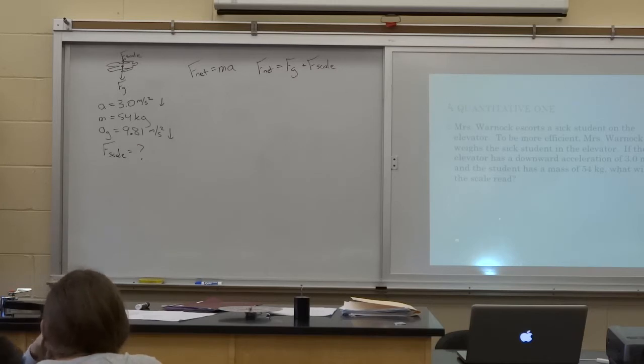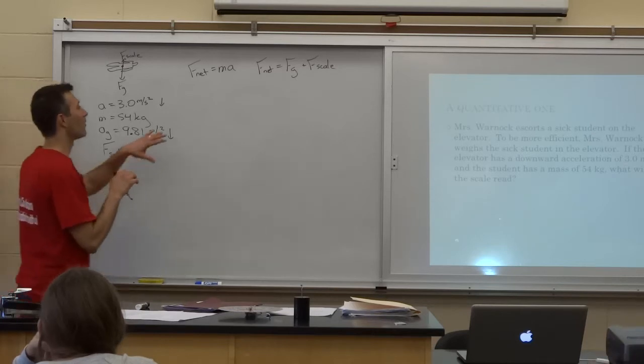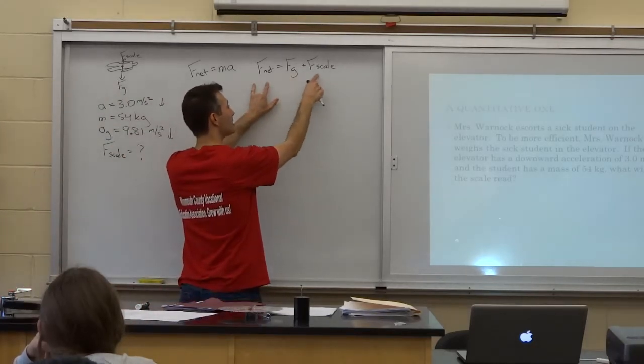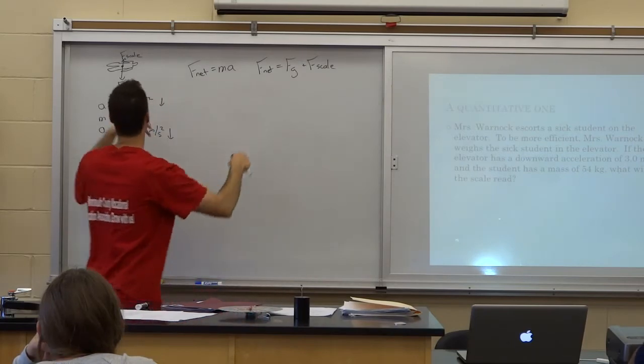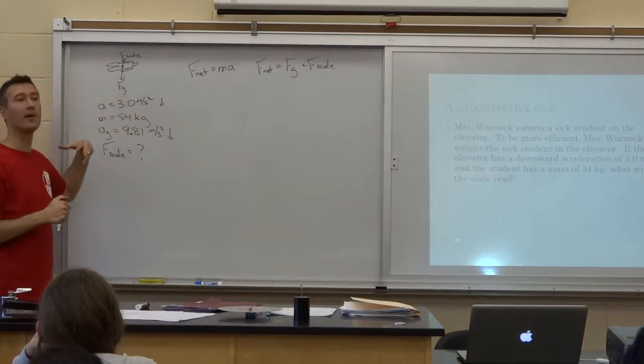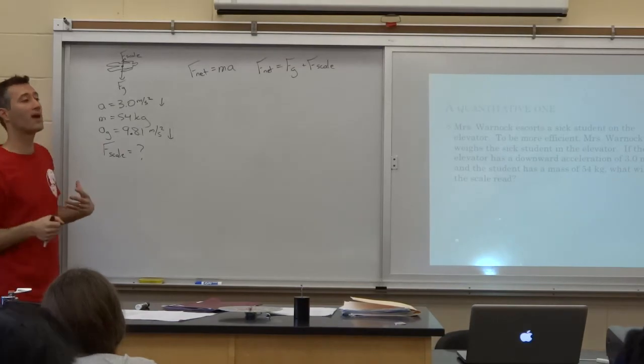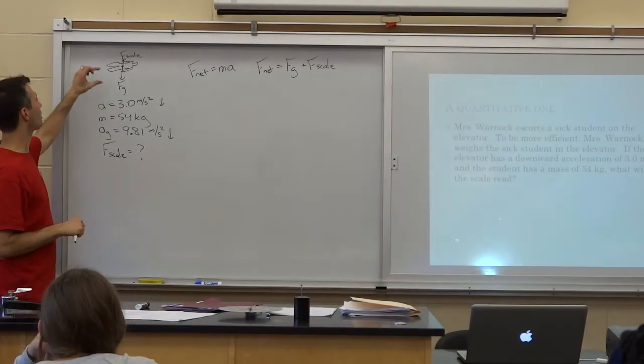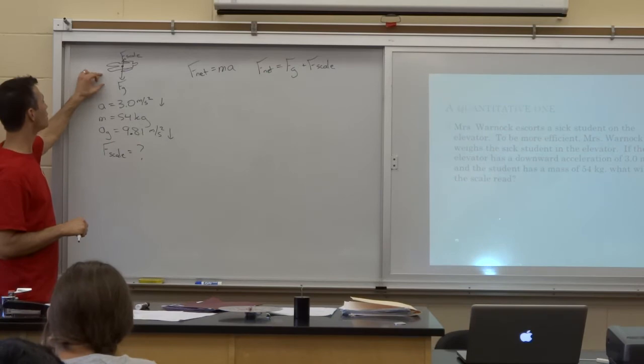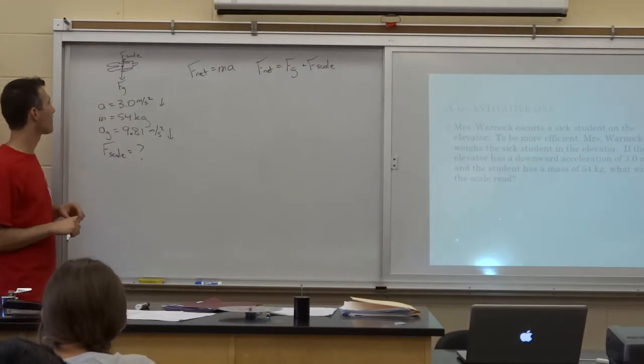We need to be really careful about something. What is it? We need to be really careful about positives and negatives. That net force absolutely is the sum of my forces, but these two forces point in opposite directions. So one of them has to be given a positive value, one of them has to be given a negative value. Do we want down to be positive, or do we want up to be positive? Down.